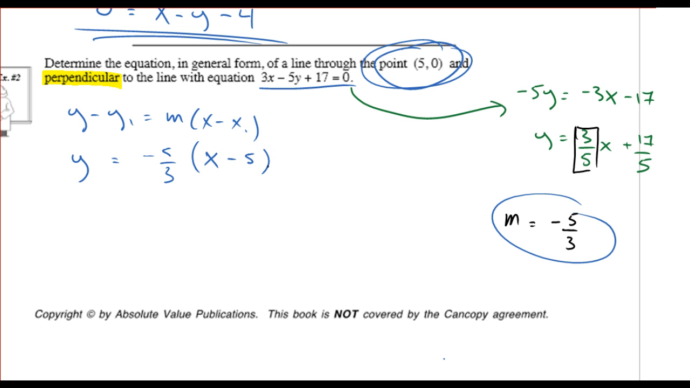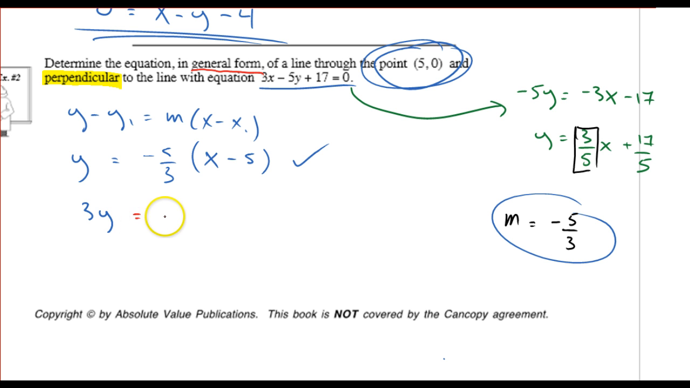Okay, I'm going to multiply everything by 3. So I'll get 3y, because again, I'm looking for general form. I forgot to mention that. Always underline that there, because otherwise I can just leave my answer here, and this would be correct if they didn't specify which form. But because it's in general form, you have to rearrange it.